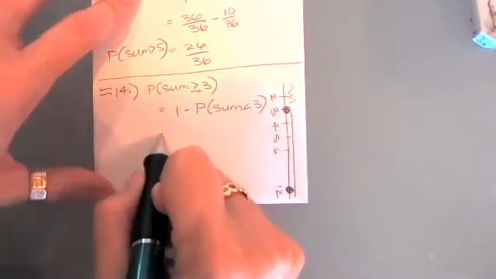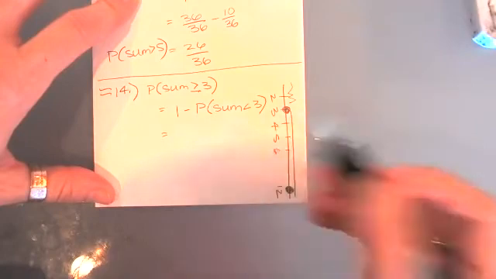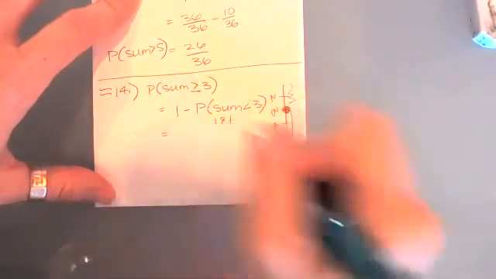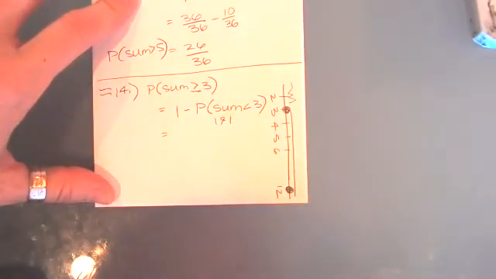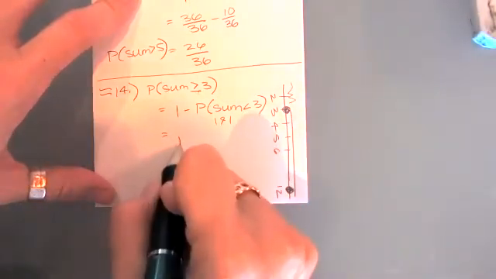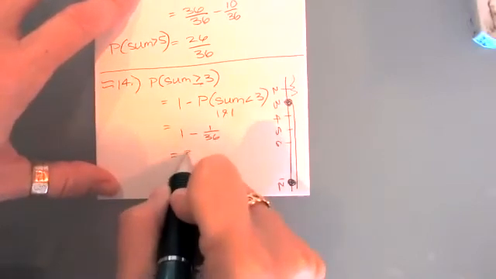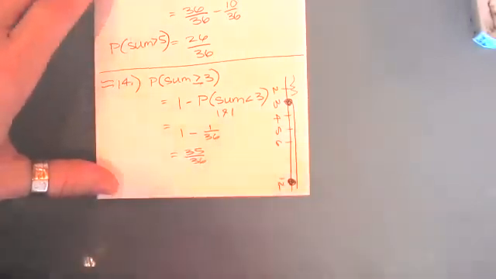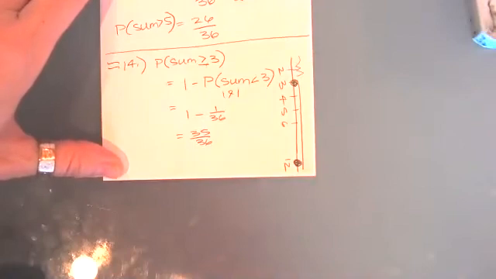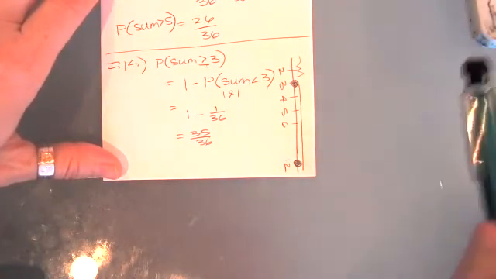Yep. Okay. So when the sum is less than 3, basically that's snake eyes, right? Because 2 and 1 would be 3, so that's it. So we've got 1 minus 1 over 36, which is 35 over 36. Oh, okay. So it's just one option. Exactly. There's only one way you could.